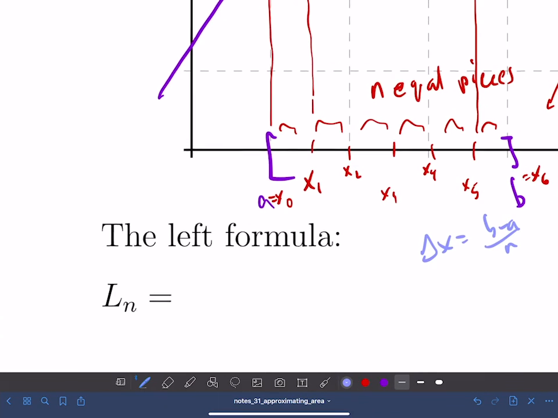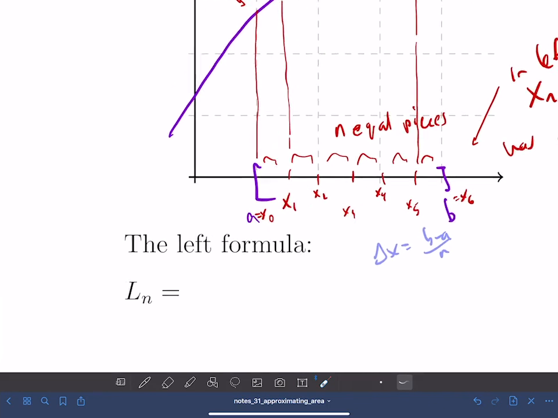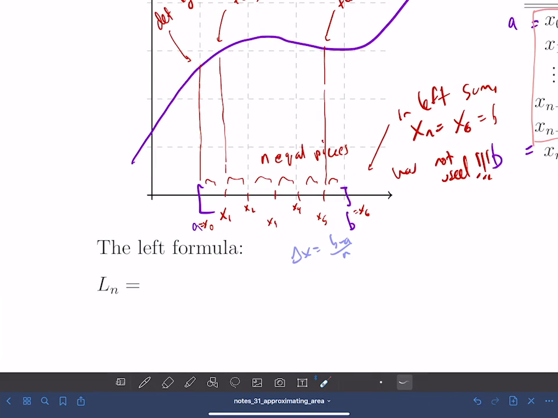All right, so that gives us our formula for the left sum. So I'm going L sub n, L for left, right? N tells me how many rectangles. What's missing from this is the function and the interval, but whatever. We'll never give this L sub n formula without other context, telling you what function, what interval, and other various pieces.